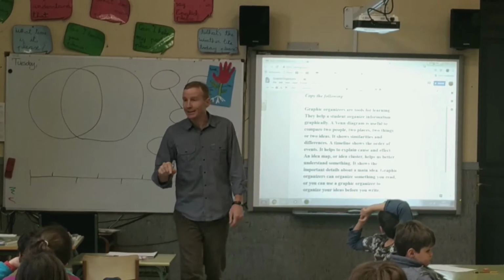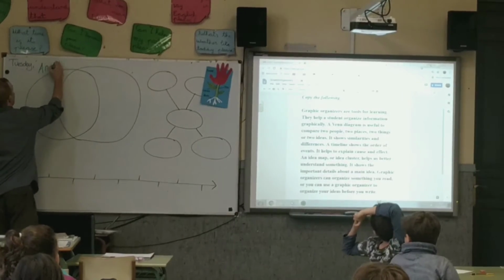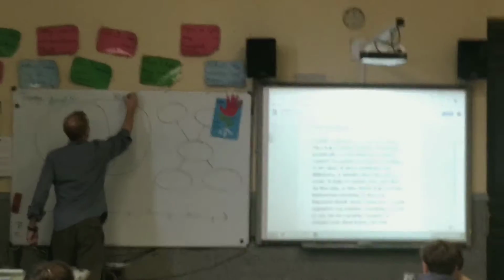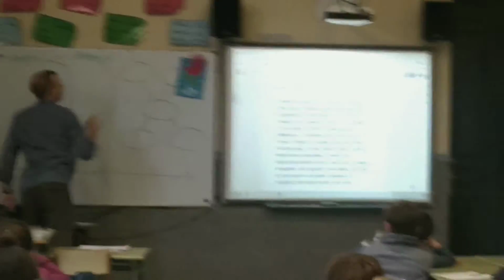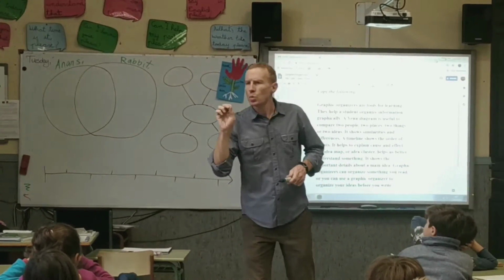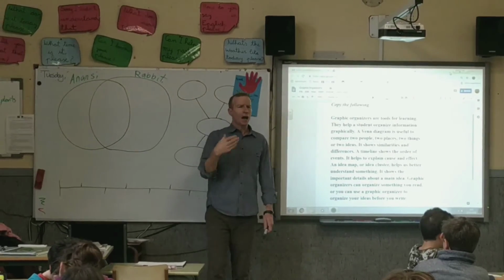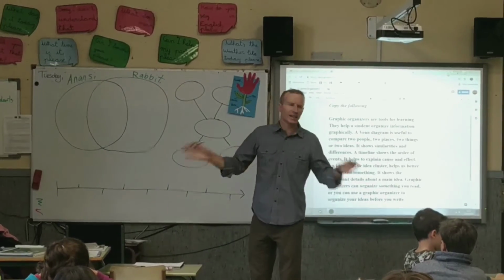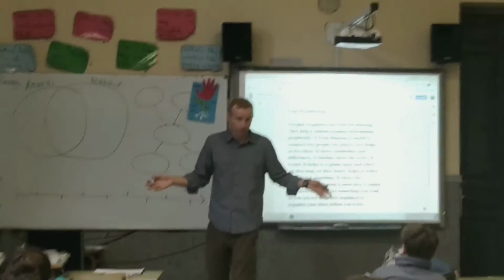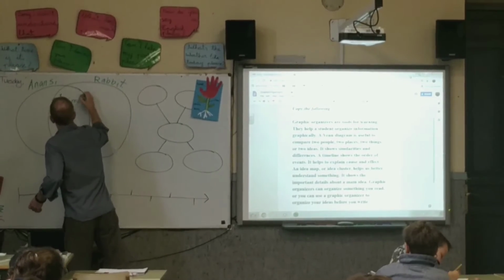For example, we could compare Anansi and Rabbit. Now in the middle, we put, how are they the same? And the first thing I'm thinking of that they're the same is they're both animals. Right? They're both animals. So I'll write animals.